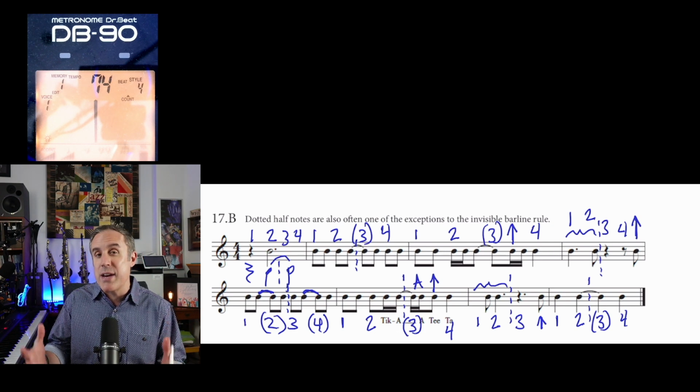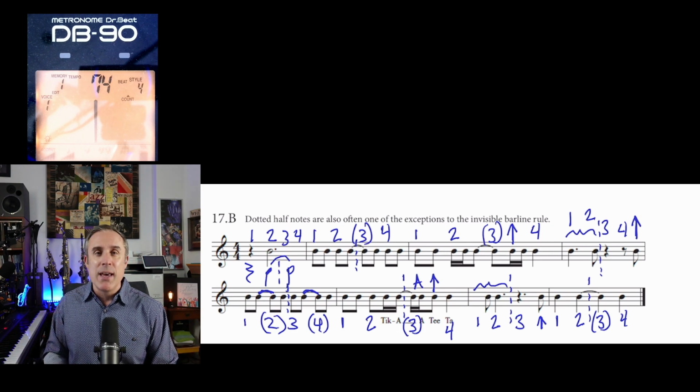There's a lot of good stuff here in exercise 17B, and as you can see, ties can actually create some really cool rhythms. It can create eighth note syncopation. It can create 16th note syncopation. And it can also work in conjunction with invisible bar lines to help you better compartmentalize 4/4 measures.